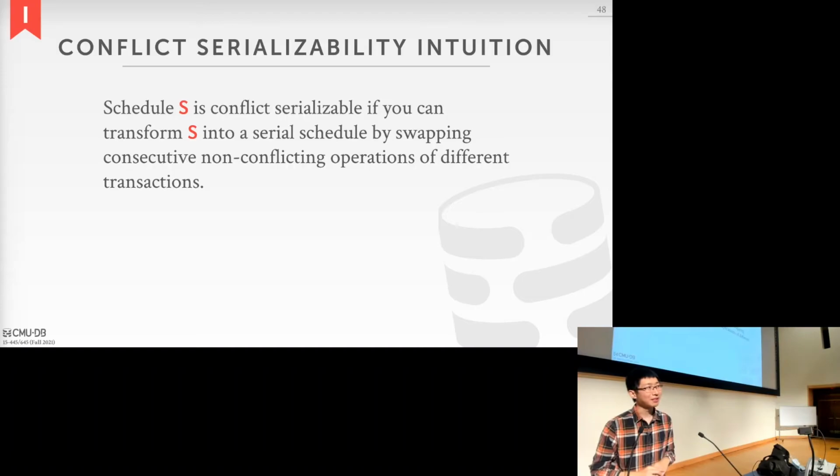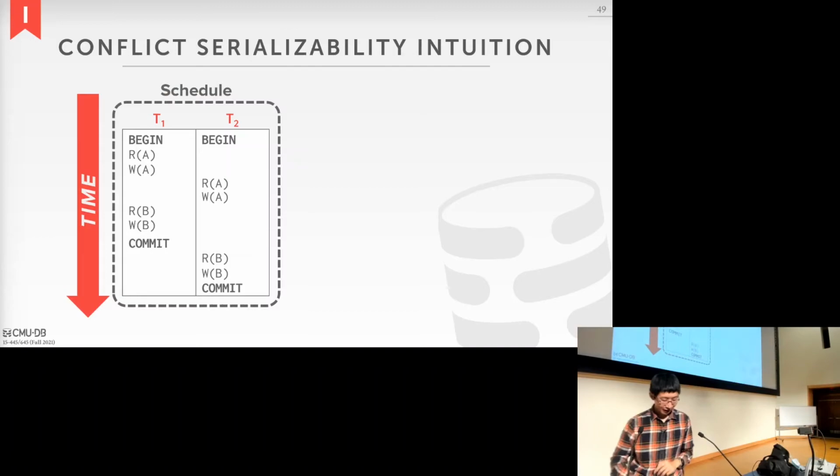So how we are going to check whether a schedule is conflict serializable is that we are going to see whether we can transform a schedule S into a serial schedule by swapping consecutive non-conflicting operations of different transactions. For the conflicting operations of two different transactions, we cannot change them, but we can swap non-conflicting operations as much as we want. And if by such swapping we can make the two schedules end up the same, then they are conflict equivalent. Let me get to the examples. It will be easier this way.